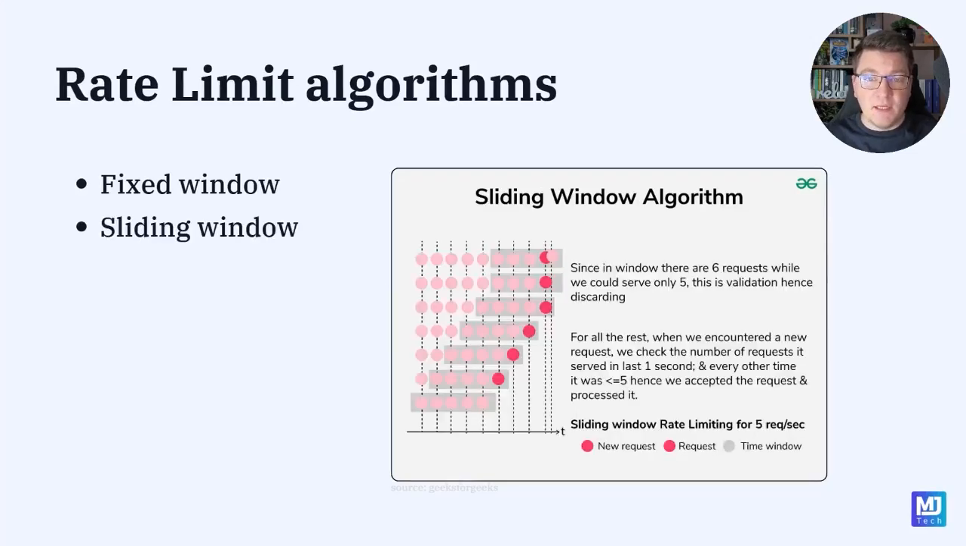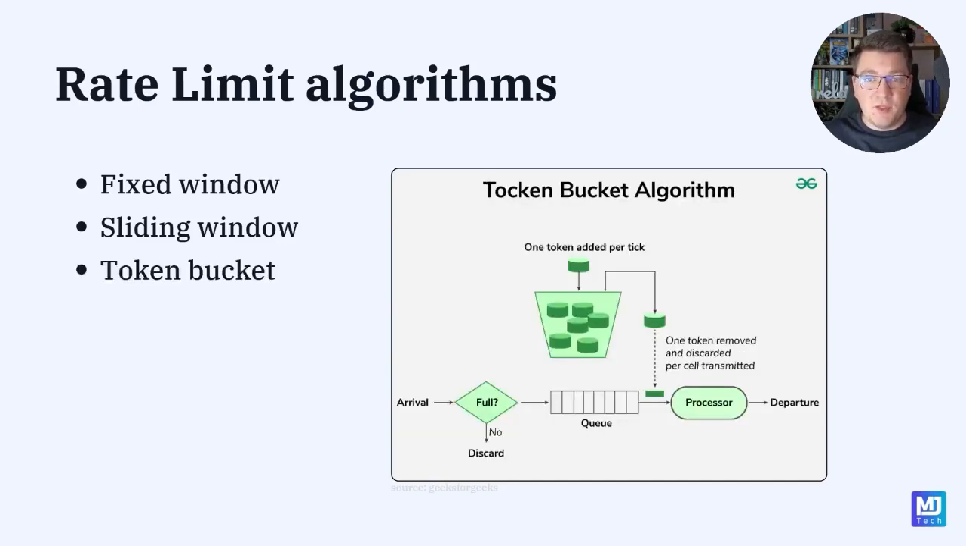Then we have the sliding window, which is somewhat similar. It still uses a time window approach, but we split the time window into multiple segments, and inside of each segment we define what are the allowed number of requests. All these segments that belong to one window represent what are the allowed number of requests that we can make in a given window. So it's a bit more flexible than the fixed window approach, but it's also a bit more complicated to implement.